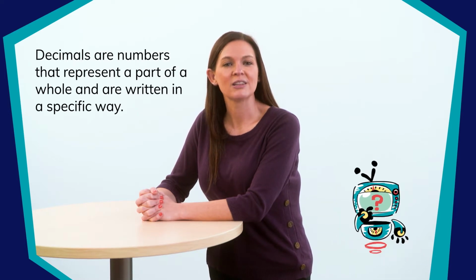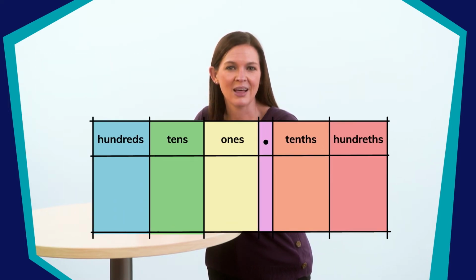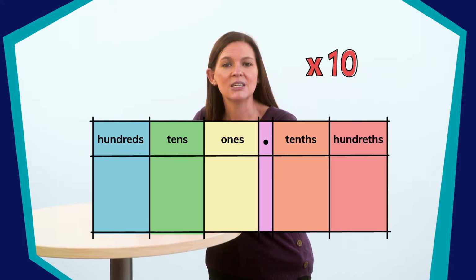Before we get started, let's review the place value chart. I think that will help us. Each place is labeled and determines the value of the digit in that place. Each place to the left is 10 times greater than the place to the right.